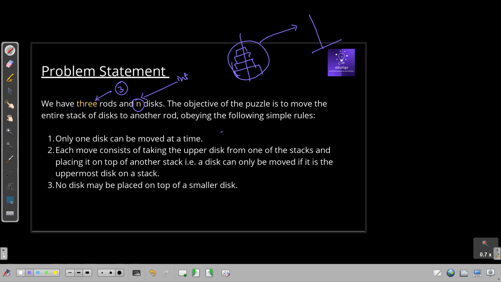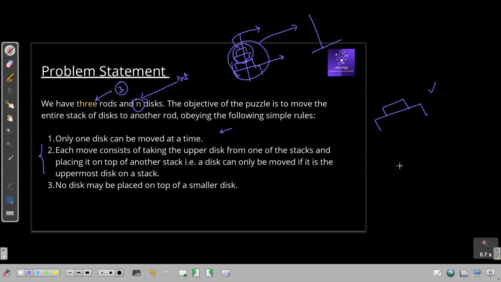Only one disk can be moved at a time. We can only move one disk. We can't move two disks directly. Each move consists of taking the upper disk. The second point says only the uppermost disk can move. In the first move, we can't move this disk. We have to move the uppermost disk.